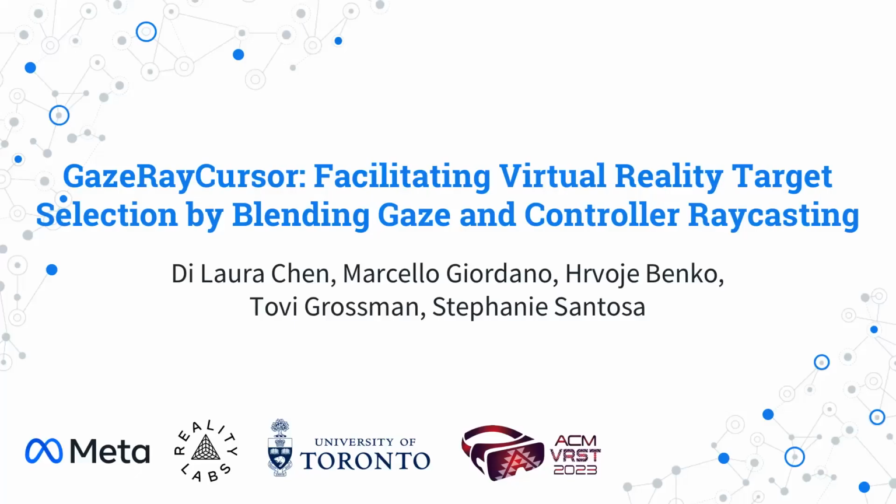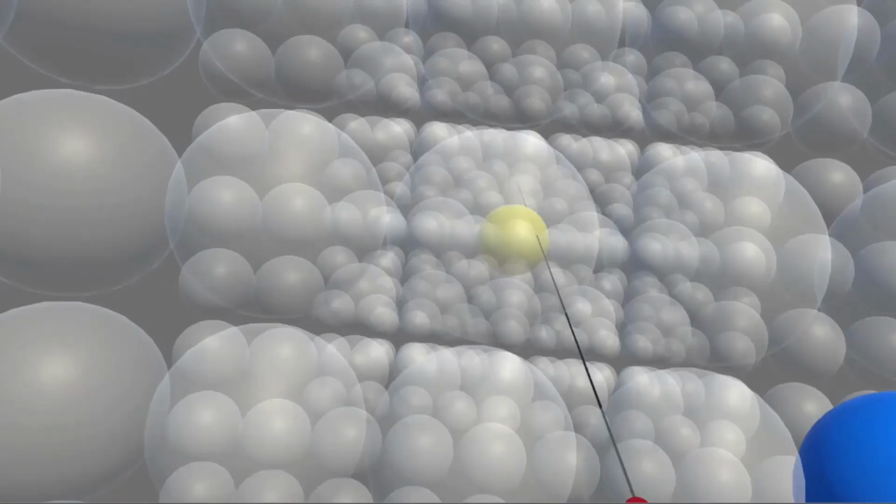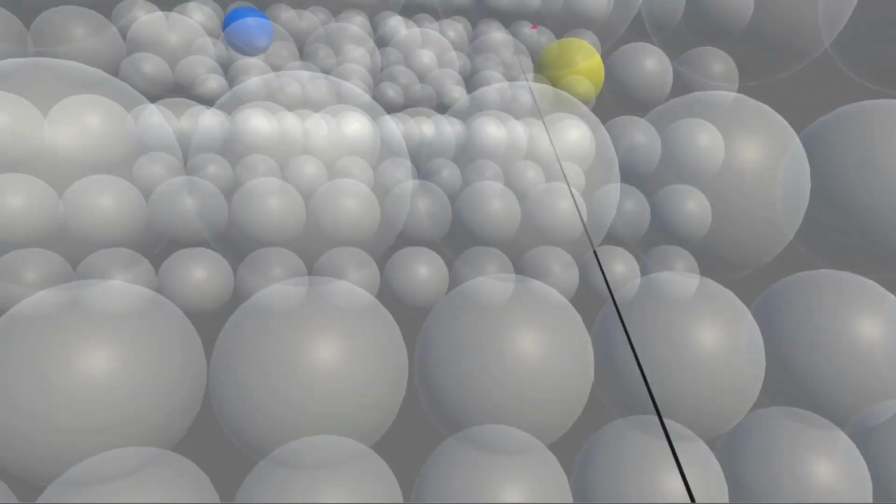I'm from the University of Toronto, and today I'm presenting the paper GazeRayCursor, facilitating virtual reality target selection by blending gaze and controller raycasting. This work was done during my internship at Meta Reality Labs Research. So first of all, let me show you a little bit of what GazeRayCursor is about.